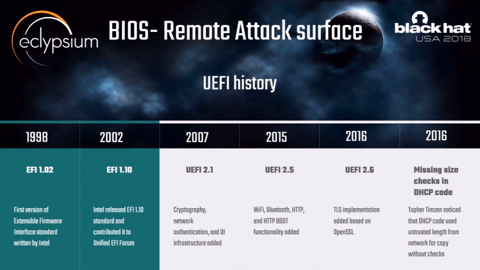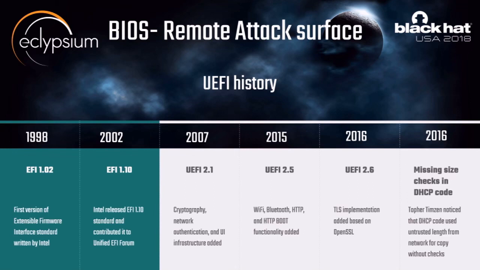BIOS, in the early days, everyone had their own version. In 1998, Intel said, let's get our heads together and do something about it. They wrote UEFI 1.0. In 2002, it evolved into a forum, and more companies started to adopt it. 2007, they added more cryptography, network authentication, more of that. 2015 is interesting. More functionality starts to pop up. Wi-Fi, Bluetooth support, HTTP, HTTPS adds in 2016 with the introduction of OpenSSL.